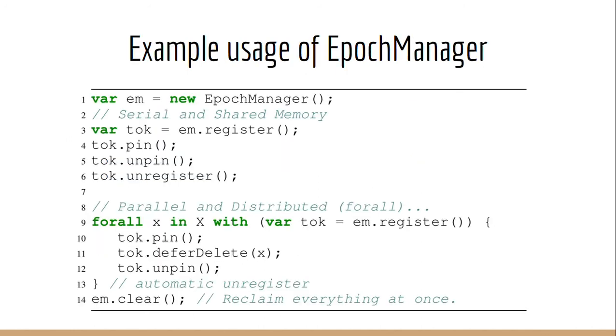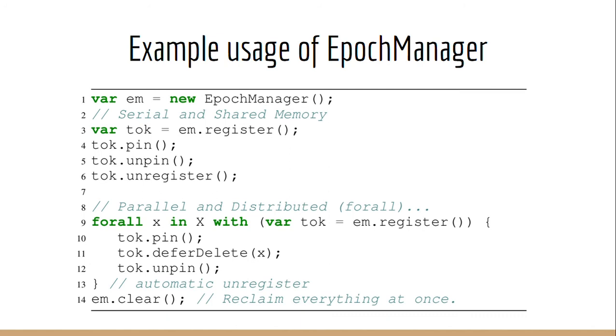Here's an example usage of the Epoch Manager. As we can see in line 1, a new instance of Epoch Manager is declared. Line 3 depicts registration of a task and acquiring of a token. Line 4 depicts pinning of a task, while line 5 shows how a task unpins. Line 6 depicts how a task unregisters.